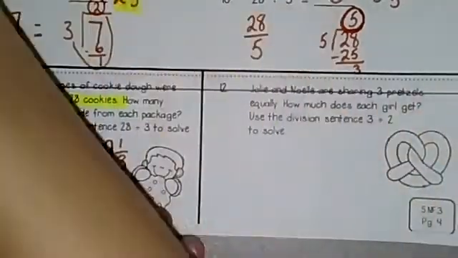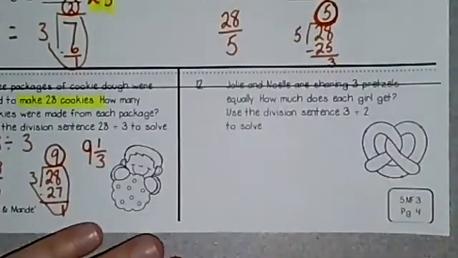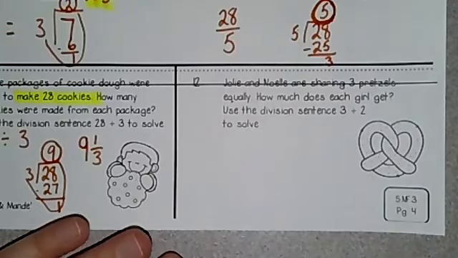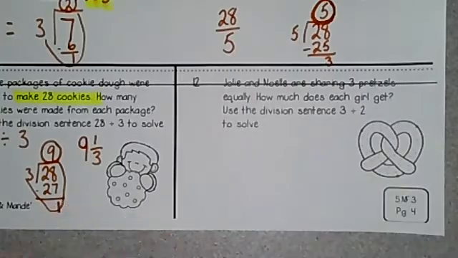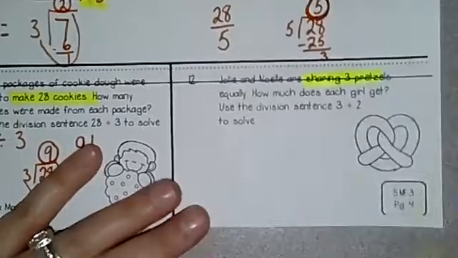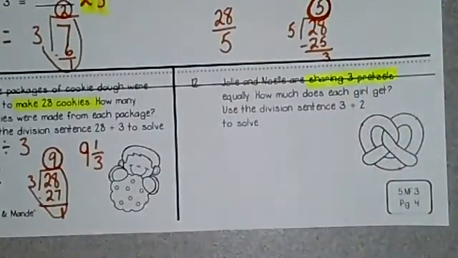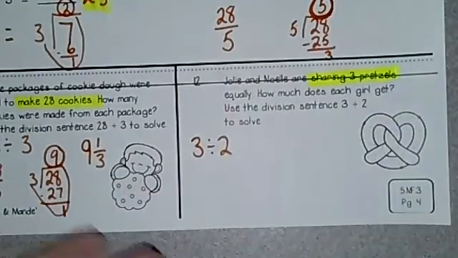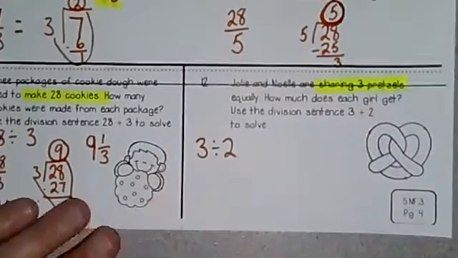Here we go. Last one. You're up, Jaden. Jolie and Noelle are sharing 3 pretzels equally. How much does each girl get? So you've got, always highlight what you're sharing. You're sharing 3 pretzels. So you've got 3 divided between 2 girls. Tell me what to do. Jaden, how do I write that as a fraction?